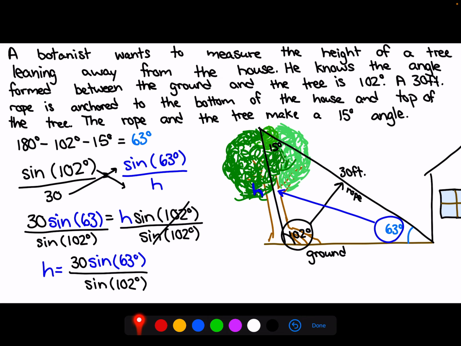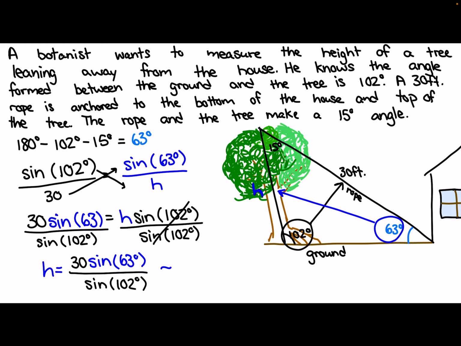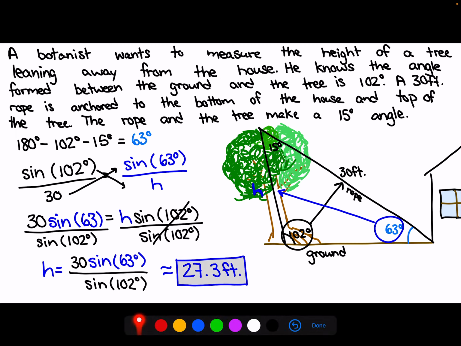If you enter this into your calculator and you don't forget this parentheses here, you will get the final answer of the height of the tree being about 27.3 feet. And that's our final answer.